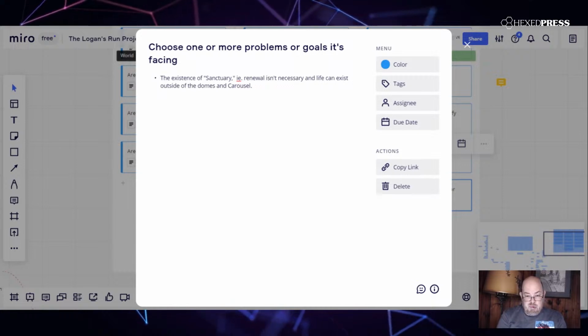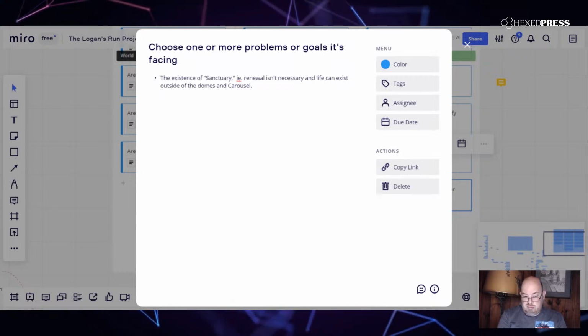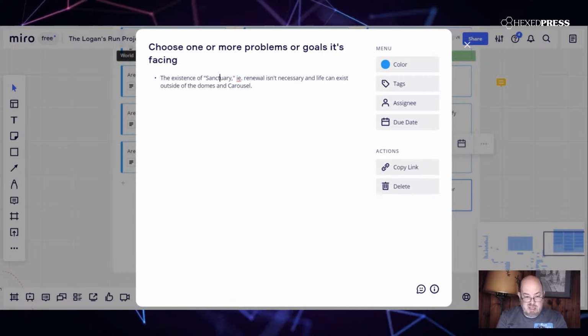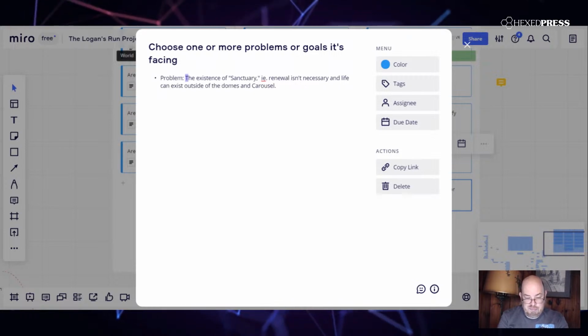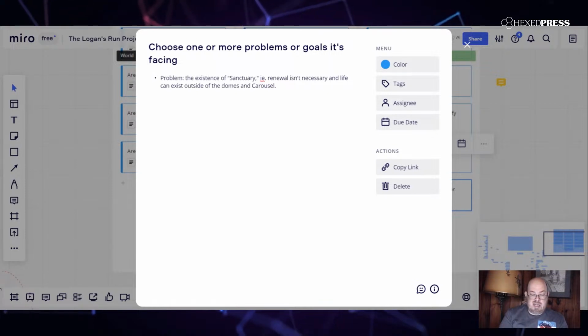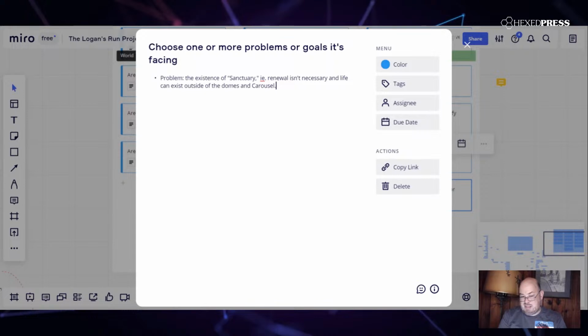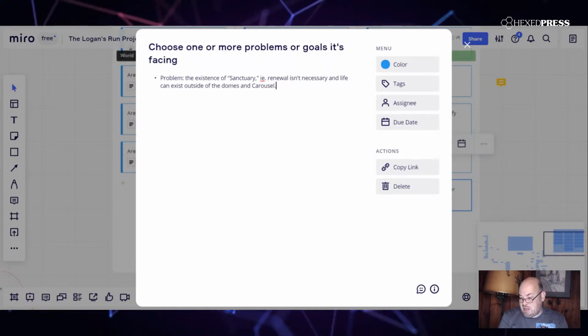That's definitely a problem. Or I guess maybe I'll just make it clear that we're calling this a problem. That is a problem. All right, sanctuary exists. Not just in terms of, hey, you can live outside the dome, but also the fact is that you don't need to give up yourself at 30 years old or 33 years old or whatever they're saying.